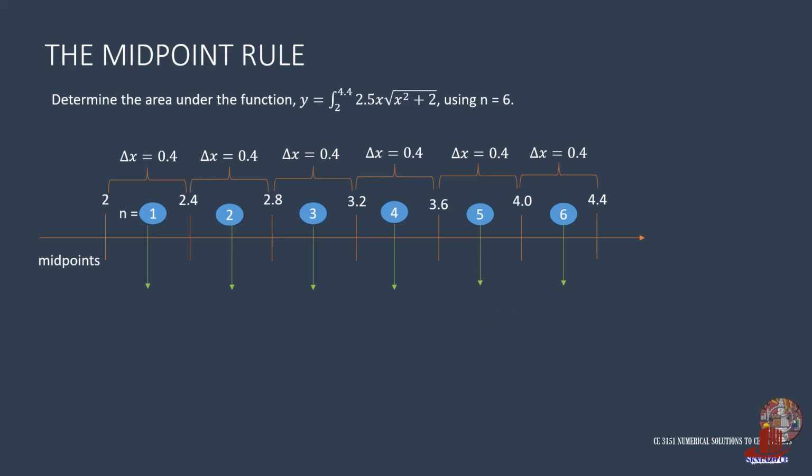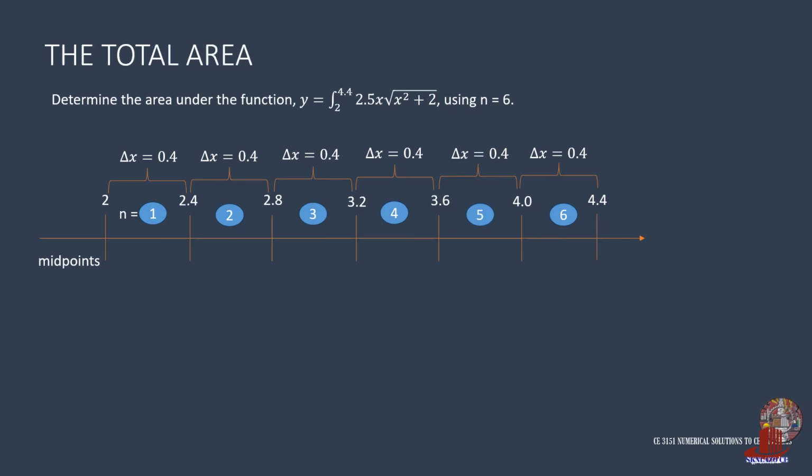For the last strip, the midpoint x is taken as the value between 4 and 4.4, and that is 4.2. Plug these into the function to have 2.5 times 4.2 with the root of 4.2 squared plus 2. Then multiply it by 0.4. A sub 6 then comes as 21 root of 491 divided by 25.